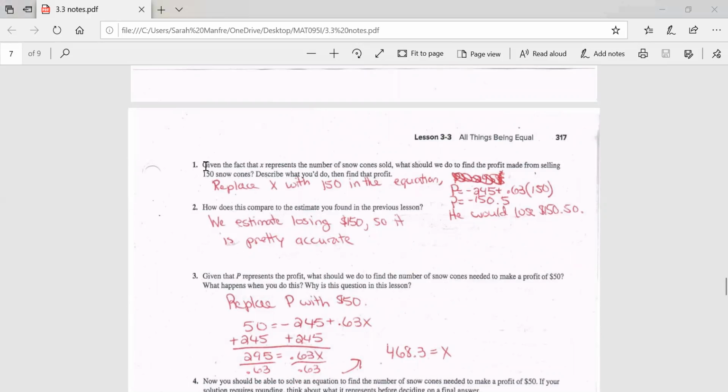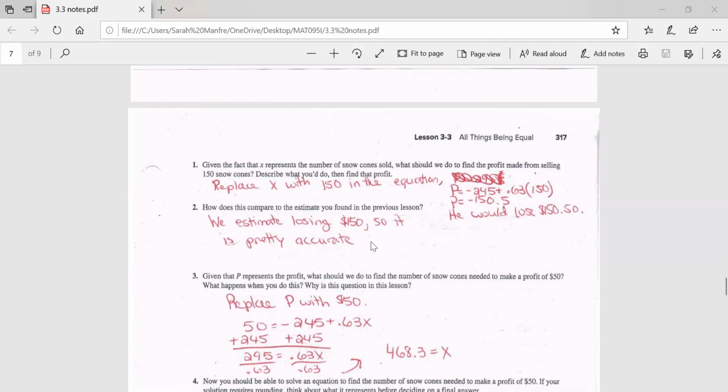It says, question 1, given the fact that X represents the number of snow cones sold, what should we do to find the profit from selling 150 snow cones? Well, 150 represents X, so replace X with 150 in the equation. I put it in, 0.63 times 150, do that first, then add negative 245, you get negative 150.5, which means he would lose $150.50.